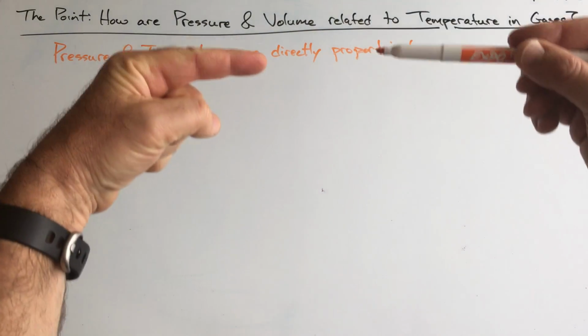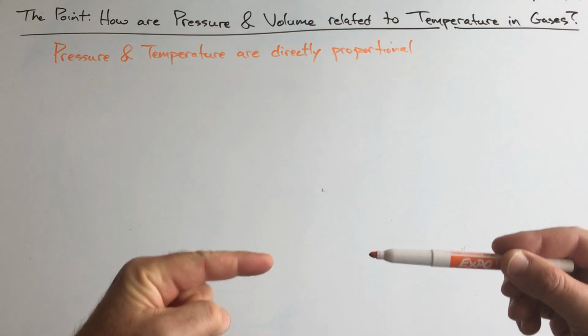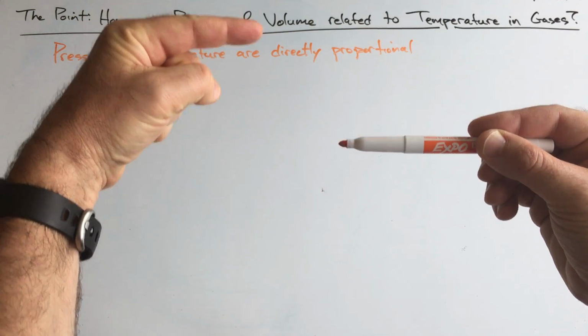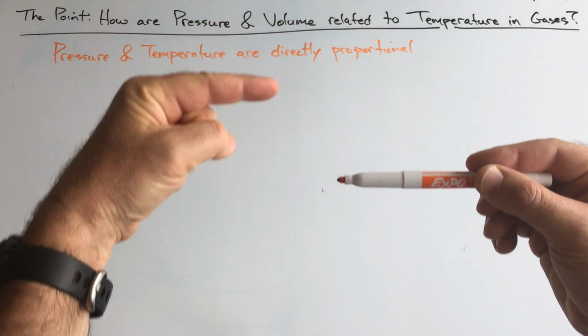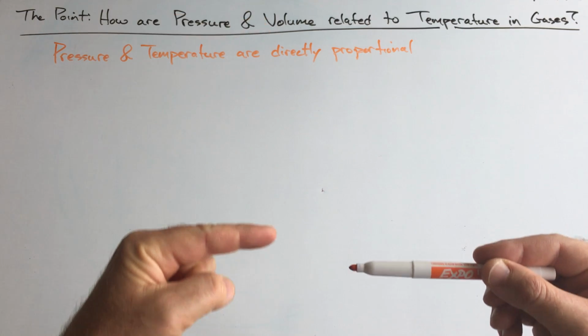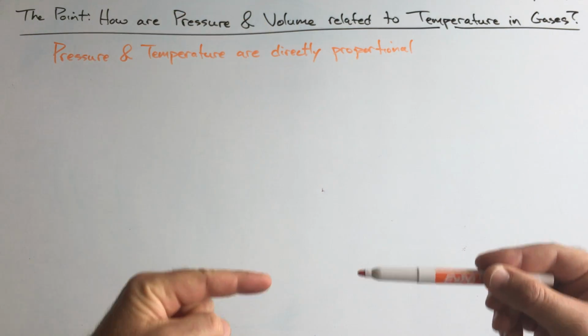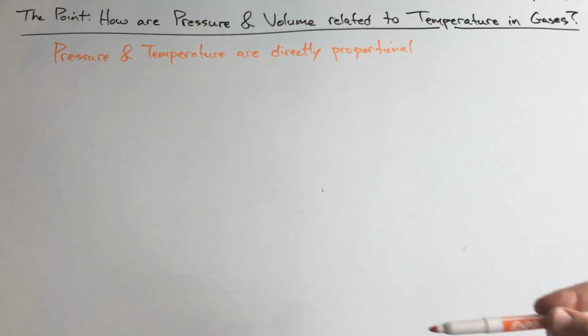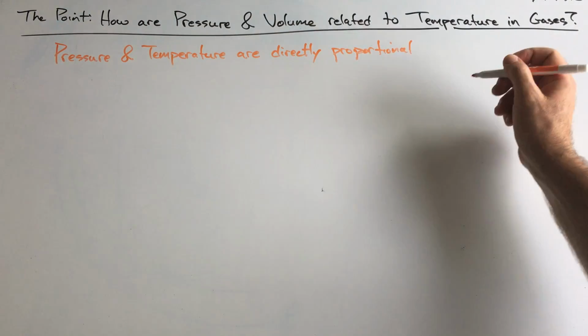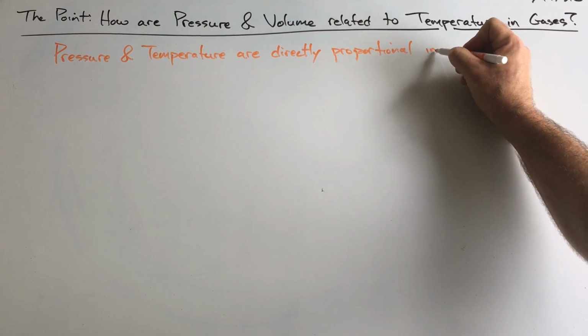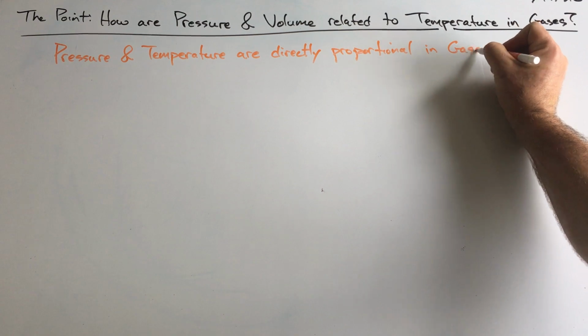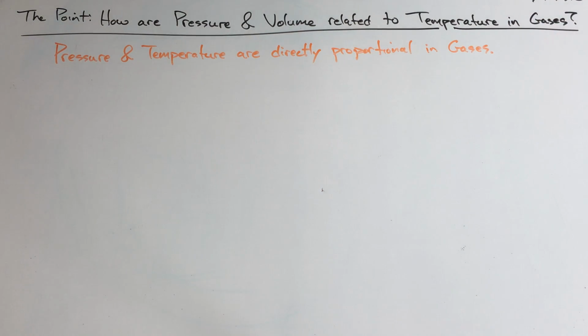Remember, directly proportional means however much one changes the other. Proportional just means that they both rise when they rise, but they don't necessarily have to rise or shrink the same amount. Directly proportional means they are mathematically equal in their change. Are directly proportional in gases. And the person, of course, who figured that out was a guy with the last name Gay-Lussac.